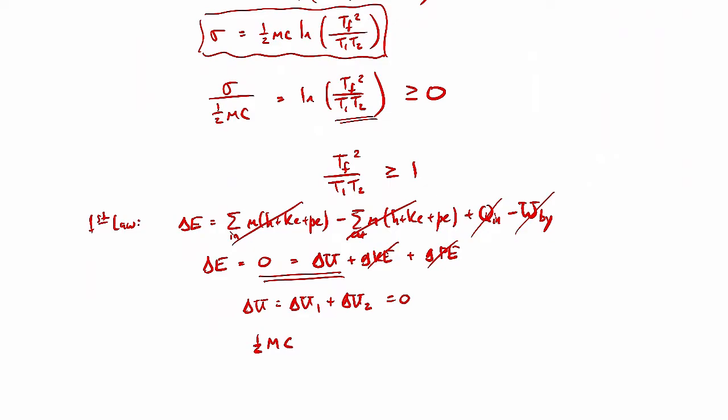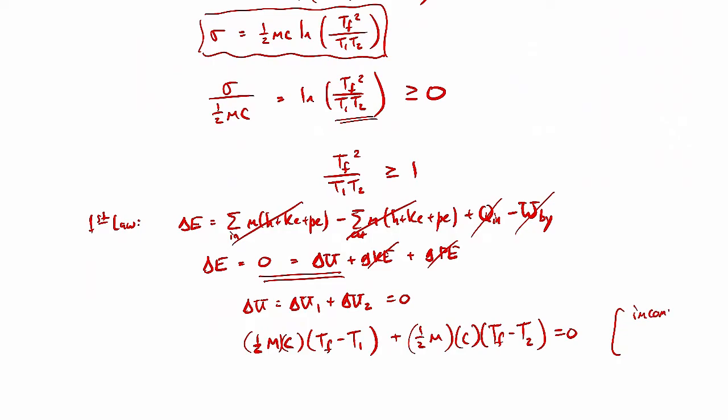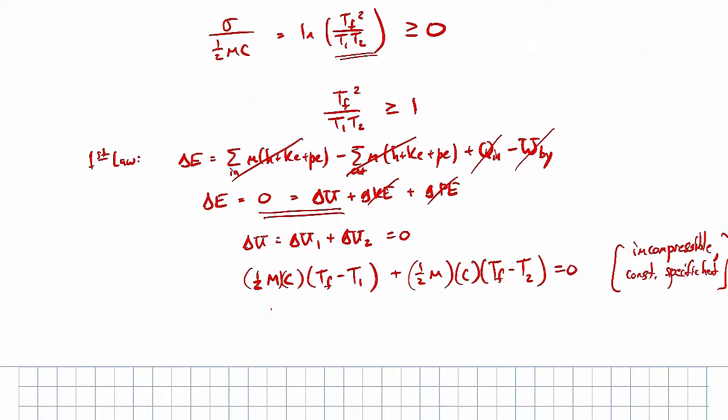Times the specific heat times the change in the temperatures. So that's delta U1, and then we have the same situation for liquid 2. And again, that's using the incompressible model with constant specific heat. So those are the assumptions going into that. And we can combine those things together.